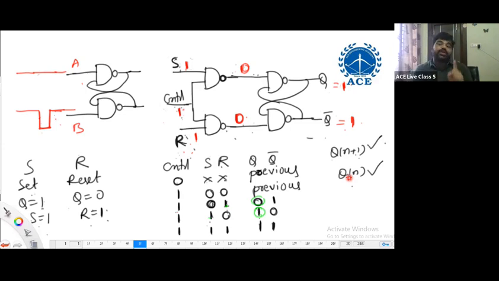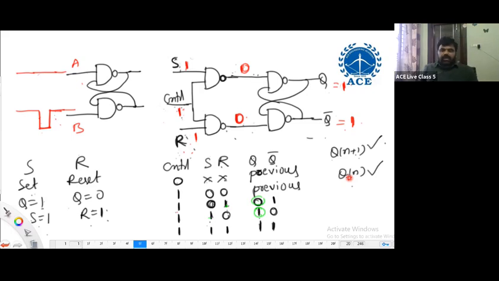Once again, control equals 0, storing the data. Control equals 1, sensing to the input. Once again, control equals 0, storing. Control equals 1, sensing to the input. Q of n is a stored value at Q before sensing to the input. Q of n plus 1 is a stored value at Q after sensing to the inputs.